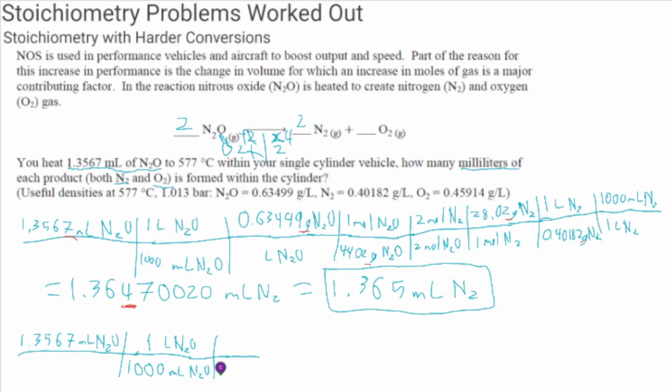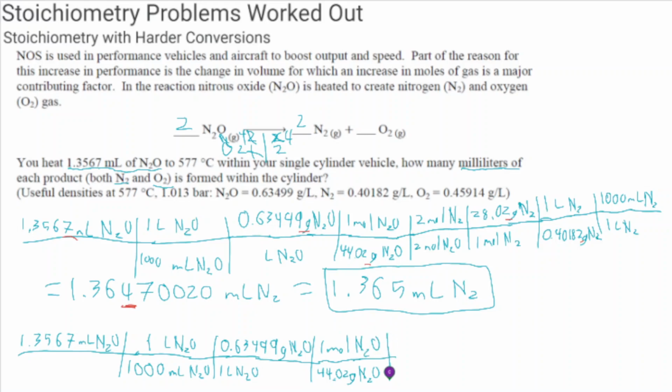And then for every liter of N2O, we're going to have 0.63499 grams of N2O. Then we'd be able to use our periodic table, and we say for every 44.02 grams of N2O, we have 1 mole of N2O. Now this is going to be where it changes.